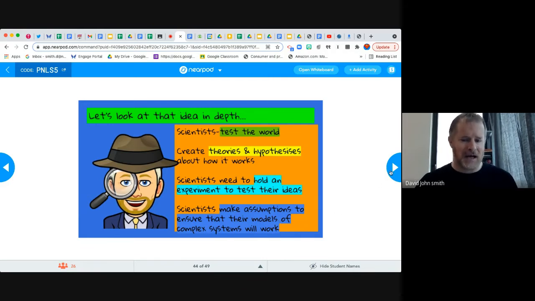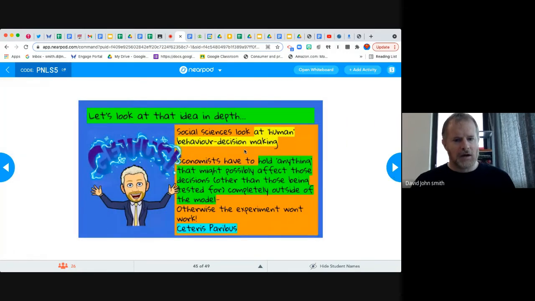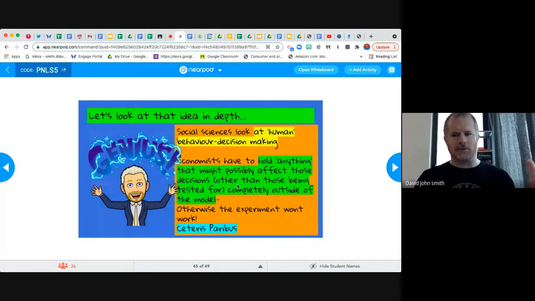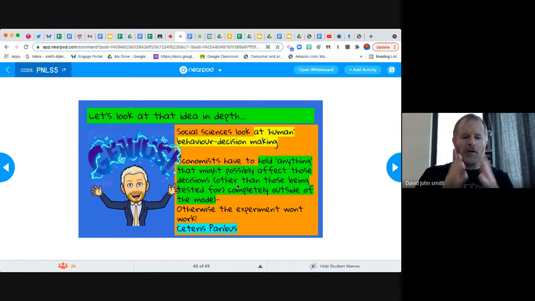And one of the things that we have to be able to do is to exclude anything that's going to knock these assumptions. Anything that's going to prevent our experiment from working, we're actually going to need to keep that away. So anything that might possibly affect decisions that humans have, anything that might be out of the variables, the multitudinous variables that there are, we're going to have to ignore all of those and just focus in on the one or two variables that we need in our experiment. Right? Otherwise, that experiment isn't going to work.